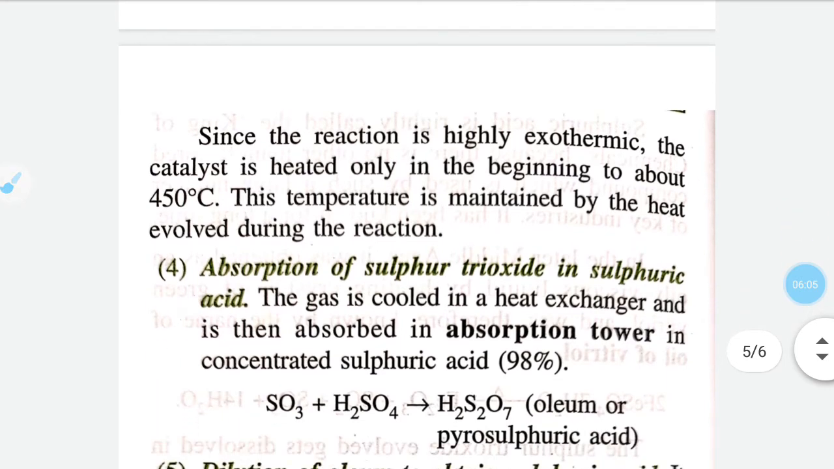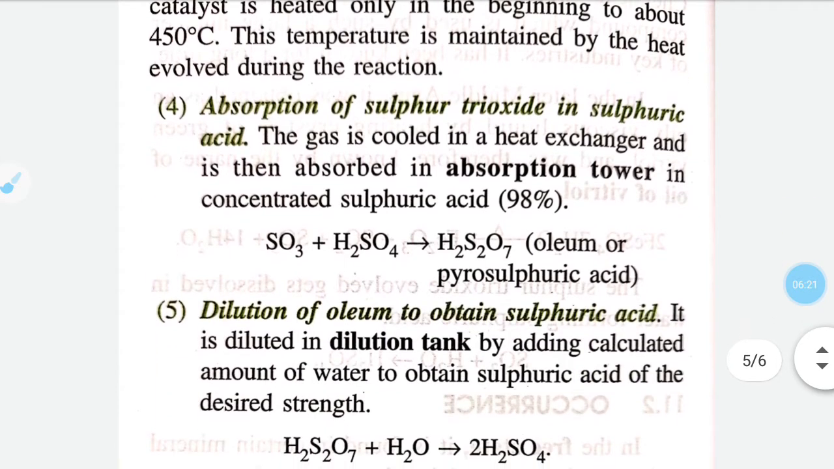Now since this reaction is highly exothermic, once we start the reaction, after that we do not need to heat it, and the temperature is maintained at 450 degrees Celsius, as I said earlier, to maintain the continuity of the reaction.